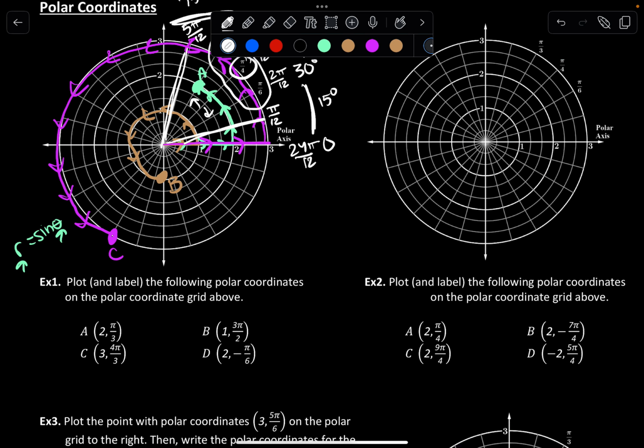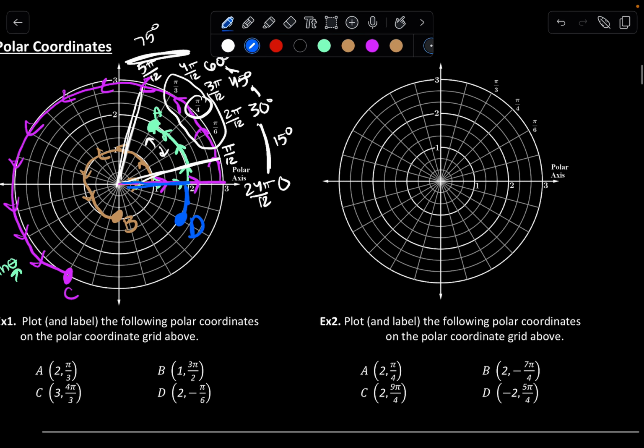The last one that we're going to look at is D. It's going to be 2, so we have a radius of 2, and it's negative pi over 6. So now I'm going to rotate clockwise, and I'm not going to stop here because that's my pi over 12. I'm going to go to the second spoke. That is my negative pi over 6, so that would be D.